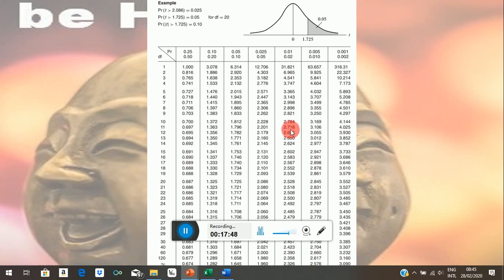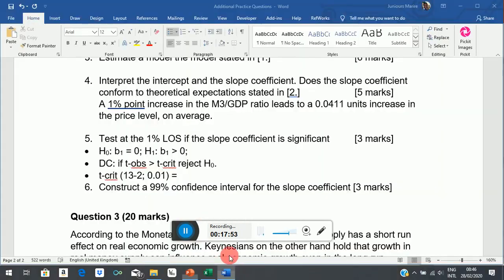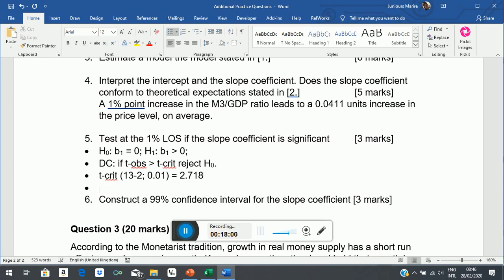We get 2.718, okay? That's 2.718. That's your critical value. Then we must calculate our T obs. Our T obs is equal to B1, and we are dividing it by its standard error of B1.